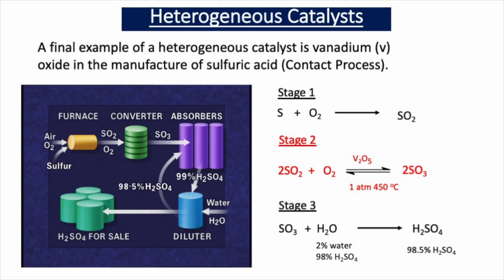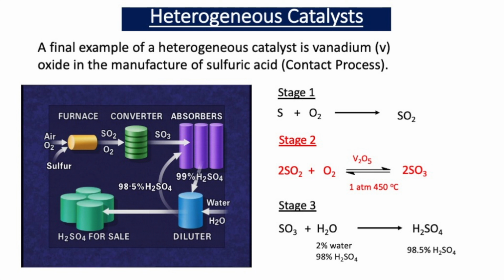Now vanadium(V) oxide is a heterogeneous catalyst because it's a solid and SO2, O2 and SO3 are all gases, so it's in a different physical state to the reactants. And in addition to having vanadium(V) oxide, you need the following reaction conditions. You need a temperature of 450 degrees C and you need a pressure of 1 atmosphere.